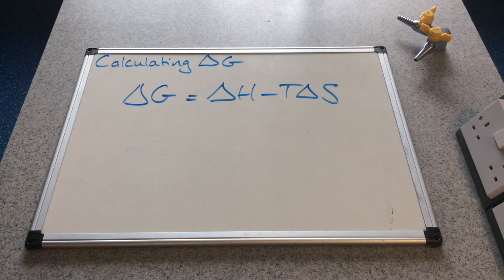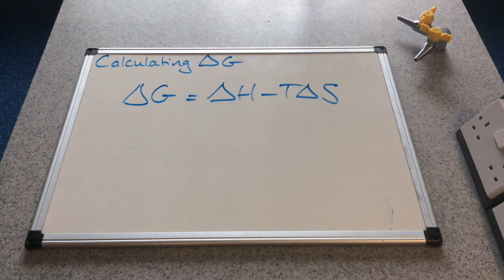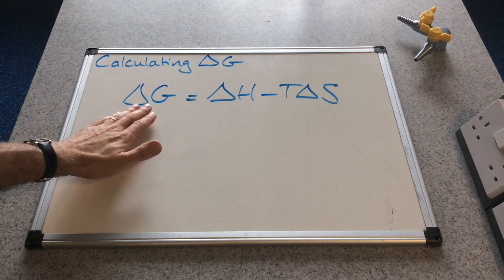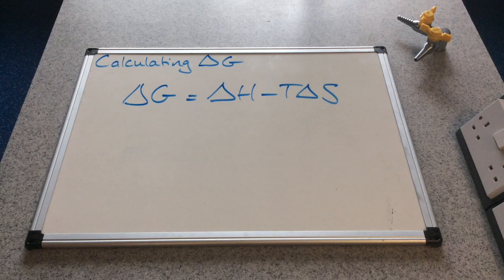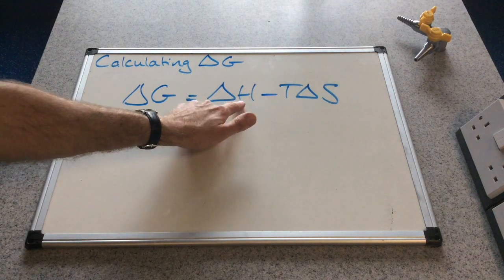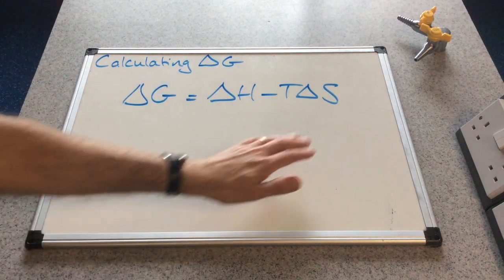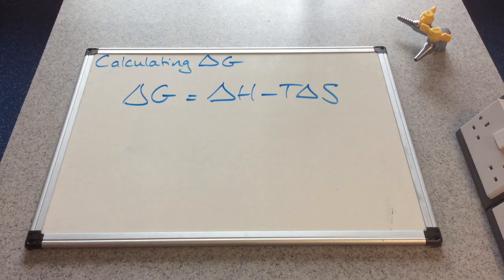So before we can answer the question about why ice doesn't melt until 0 Celsius, I need to introduce you to the Gibbs equation, which is delta G equals delta H minus T delta S. If we look at the terms in the equation, this is the Gibbs free energy, and remember, we want that to be negative, and then the reaction is spontaneous at the temperature involved. The delta H is the enthalpy change, the T is the temperature, and the delta S is the entropy change.